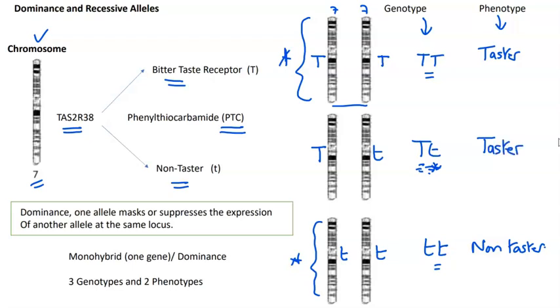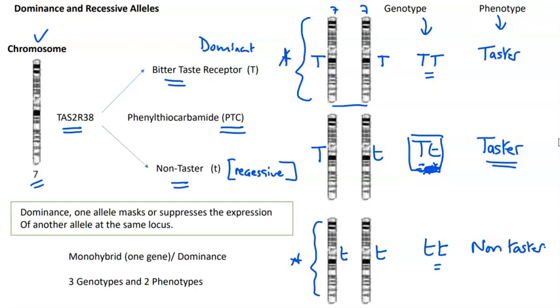So let's make a couple of points about this. The allele which is covered up by another allele, we call that one recessive. And the allele which does the masking and the covering up, we call that the dominant allele. In this case, there is no sign of non-tasting in the heterozygote. So this is complete dominance that we have here. So the heterozygote is a taster individual.